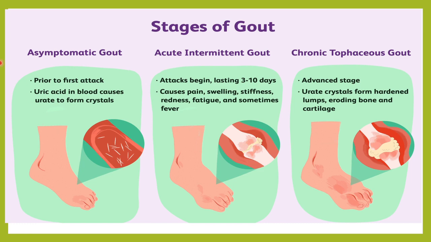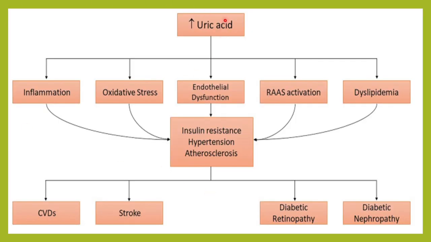Sometimes patients have high uric acid but absolutely no symptoms. Sometimes you get an acute attack of gout. Sometimes it turns into chronic tophaceous gout. So uric acid doesn't just cause gout. There are many other organ damages which it causes because of the inflammation. These uric acid crystals cause inflammation in the body.